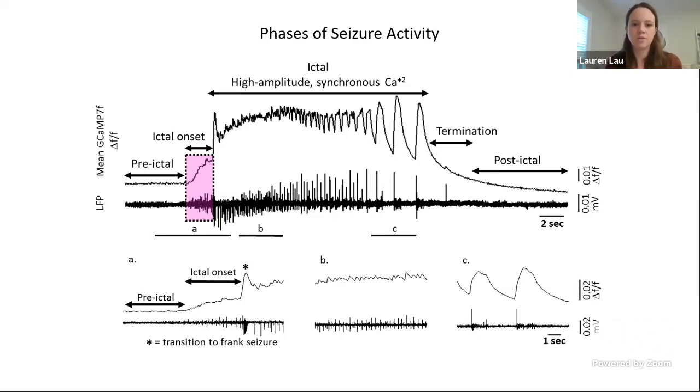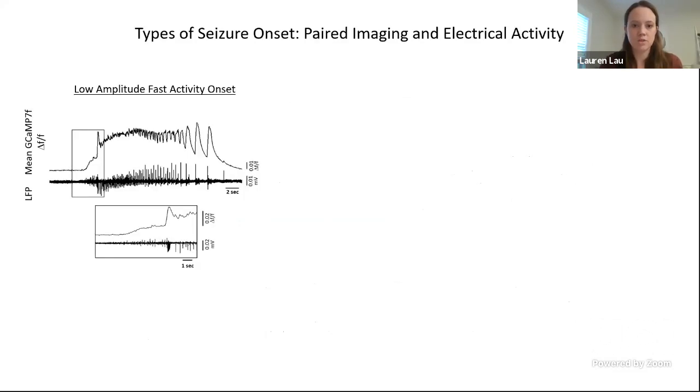As I started to collect a lot of these different seizures, the first thing that became very obvious was that there were different types of seizure onset in the hippocampal slice cultures. The first category that we defined was low amplitude fast activity. This is the same seizure as the previous slide, and this type of onset is similar to, for example, a low voltage fast onset. It's really characterized by several seconds of low amplitude activity building up to the transition to frank seizure.